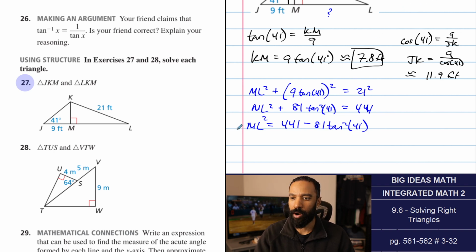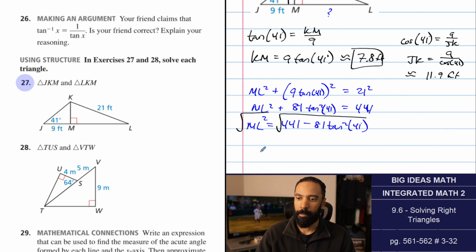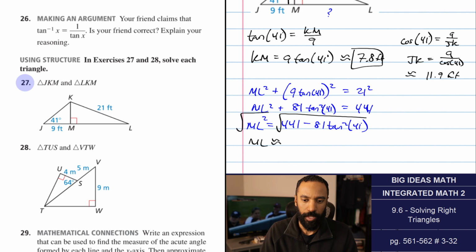So if we take the square root of both sides here, ML will be, this time I can approximate because I don't plan on using this later. So let's go to the calculator and I'm going to do square root of 441 minus 81 times, in parentheses, tangent of 41, close parentheses, squared, and close parentheses for the end of the square root. So kind of weird stuff, but that's all that's written inside there, and it's around 19.5.